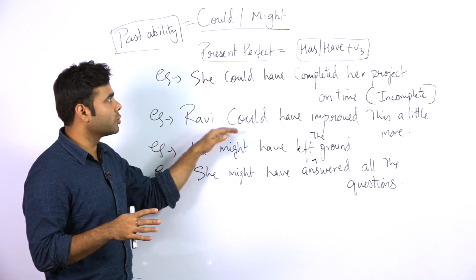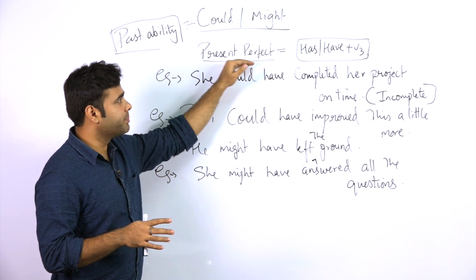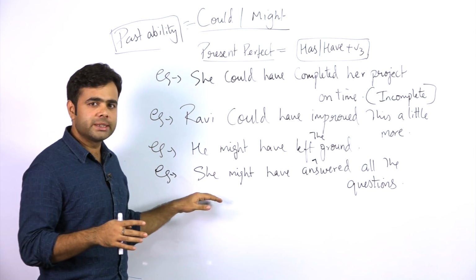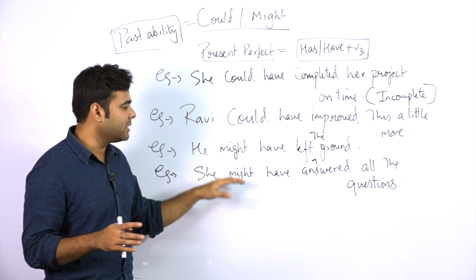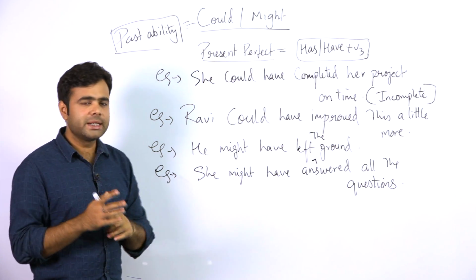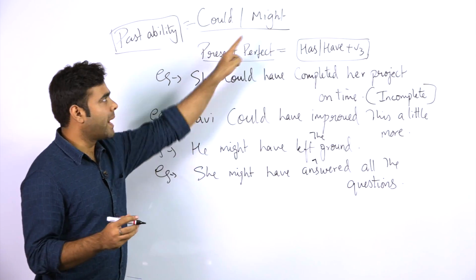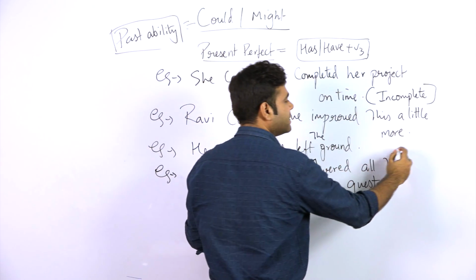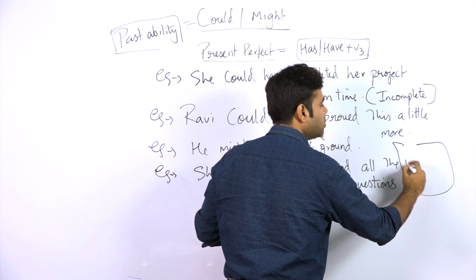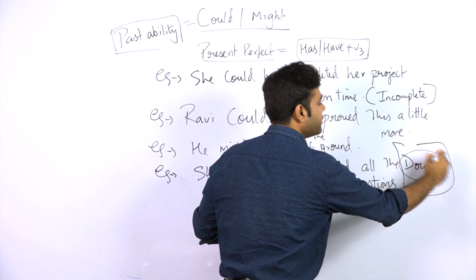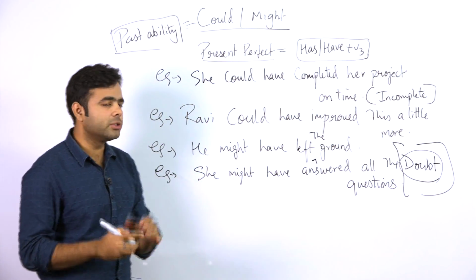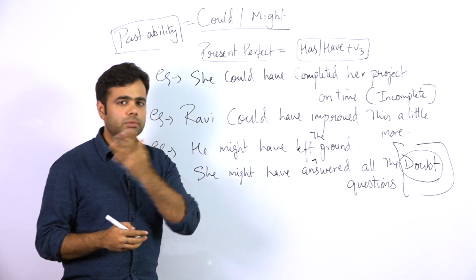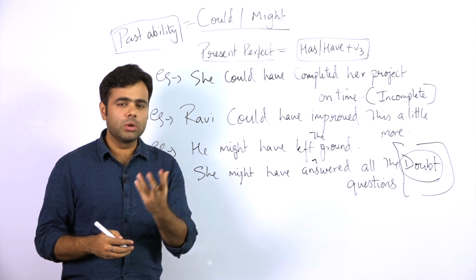The two sentences show the use of could with present perfect and how the actions or conditions are incomplete. In the last two sentences, you can see very well that I have used might plus present perfect. Now what is the condition? Whenever you use might plus present perfect, all those sentences will certainly show something related to doubt. Students, it's a word which you have to add in your mind and in your dictionary. He might have left the ground. She might have answered all the questions.